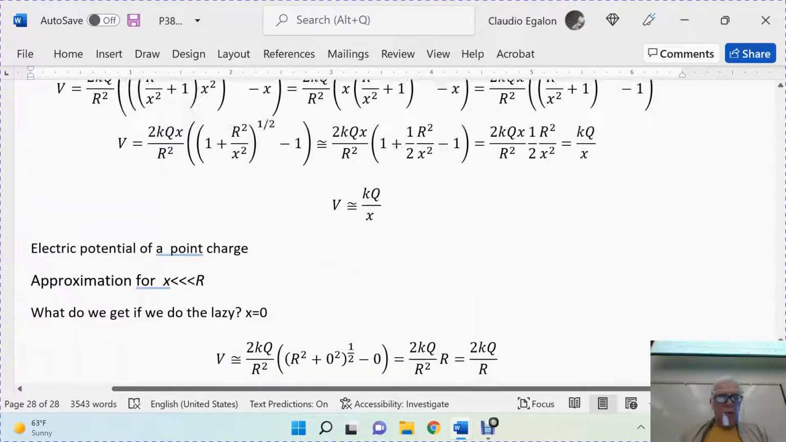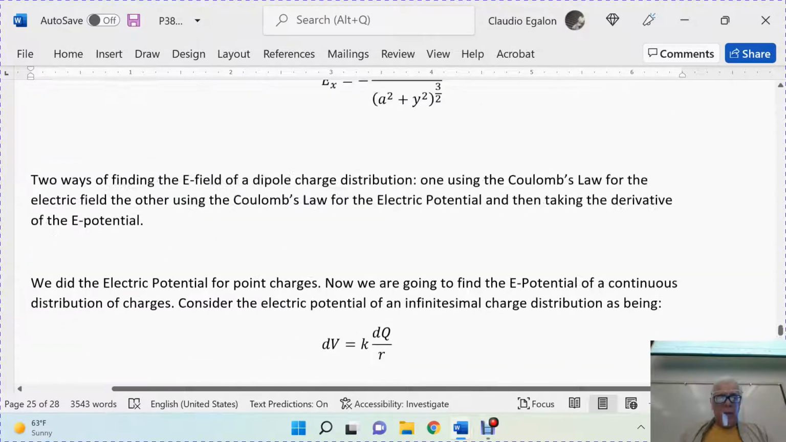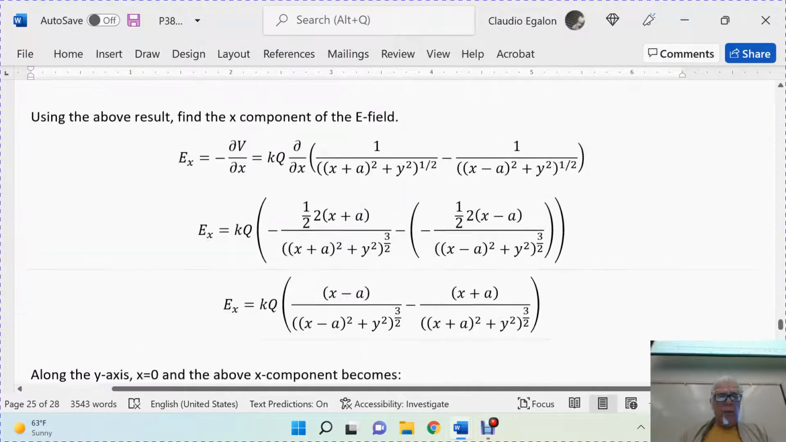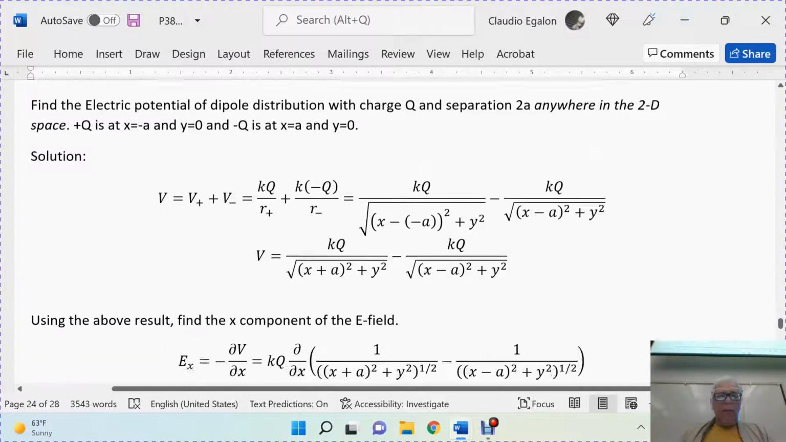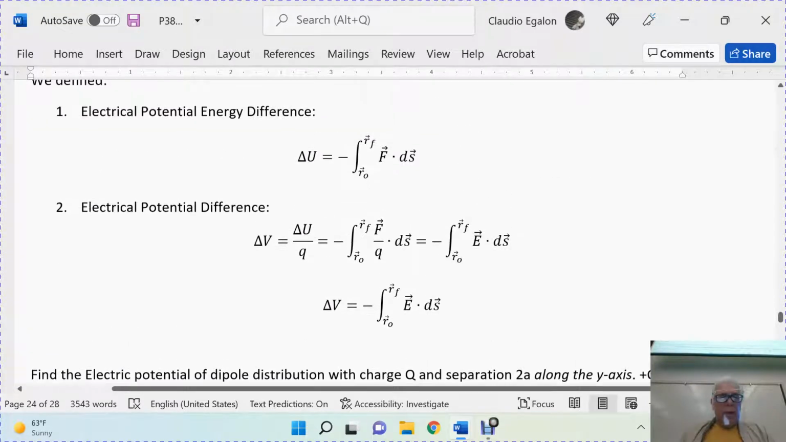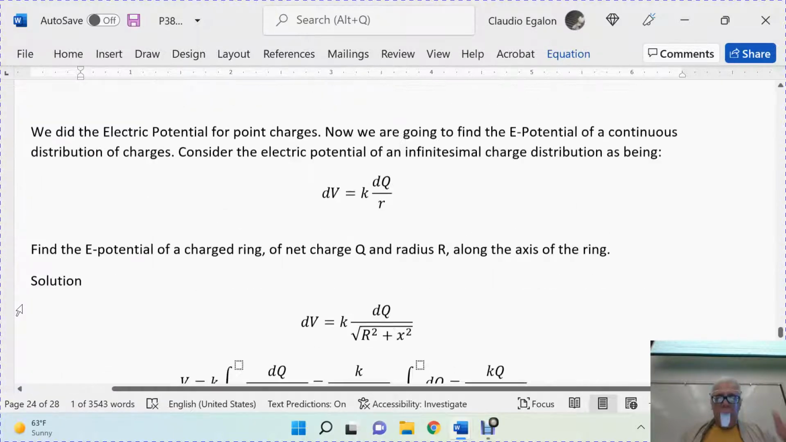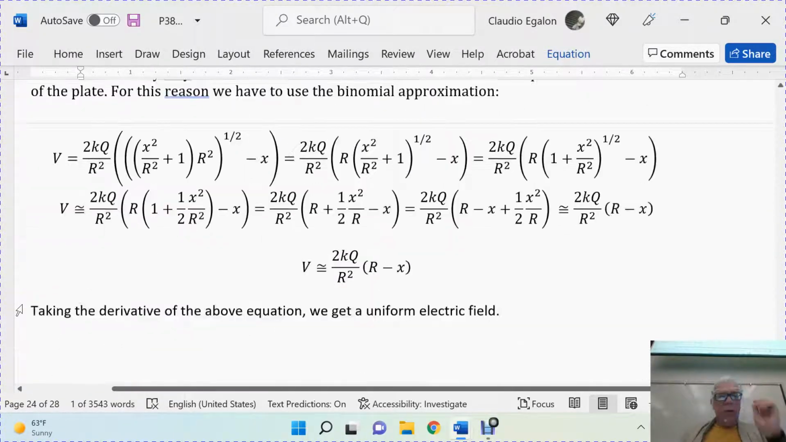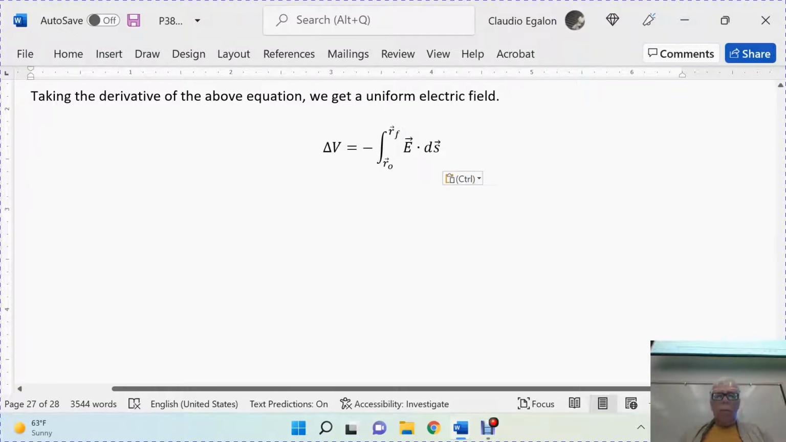It's okay to keep on checking the definitions every now and then, but eventually you have to memorize. There's a relationship between the electric potential and the electric field. So there are two ways of solving for the electric potential. Remember, two ways: either using Coulomb's law for the electric potential or the integral that you see right in here.